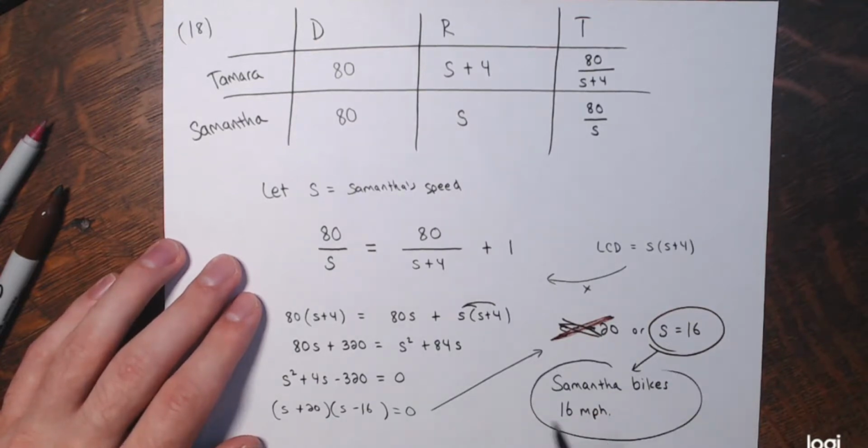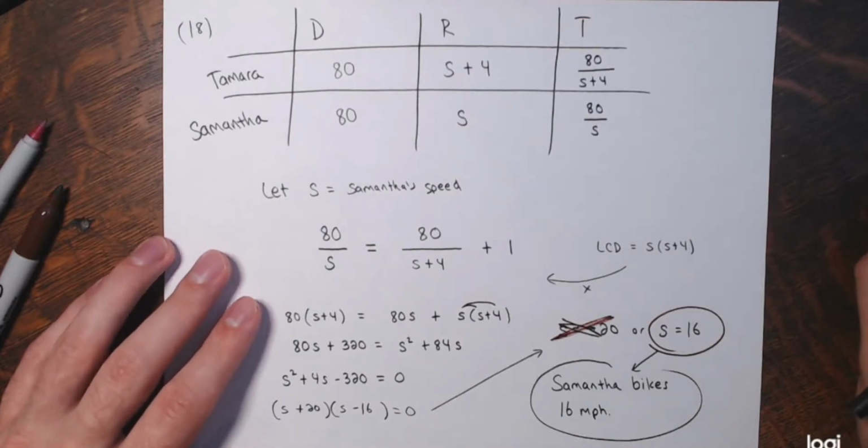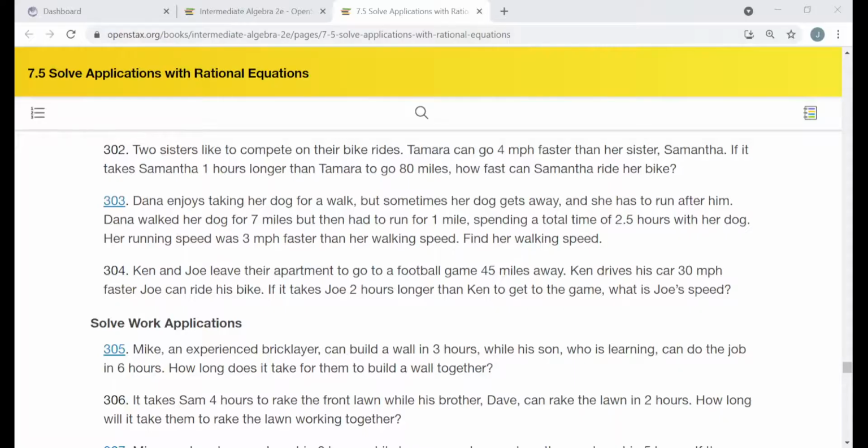Excellent. And don't forget to check again, make sure things make sense. That distance does indeed equal rate times time for all these trips. All right, example 19. This is exercise 303, almost there.